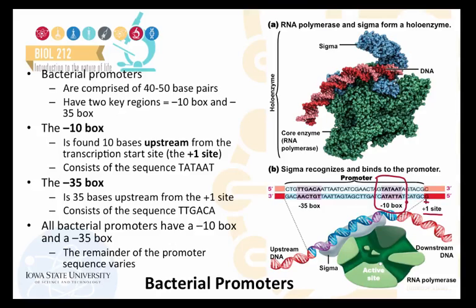The -10 box typically consists of the sequence TATAAT. There is another key region called the -35 box, named because it is found approximately 35 bases upstream of the transcription start site. This consists of the sequence TTGACA. All bacterial promoters have these 2 key regions that help the sigma subunit recognize the promoter and bind to it. The rest of the promoter sequence can vary.